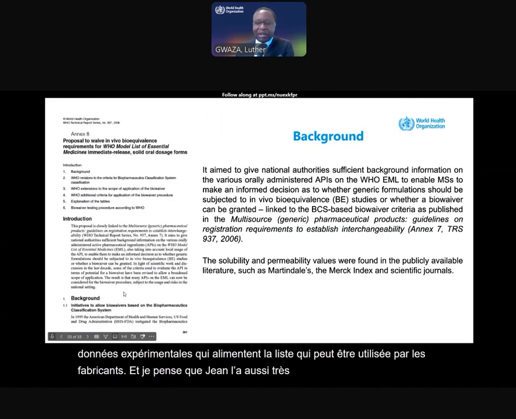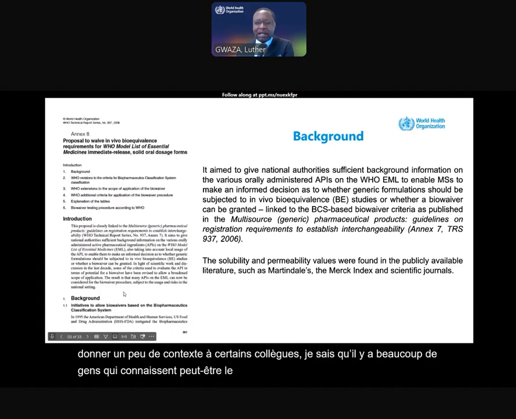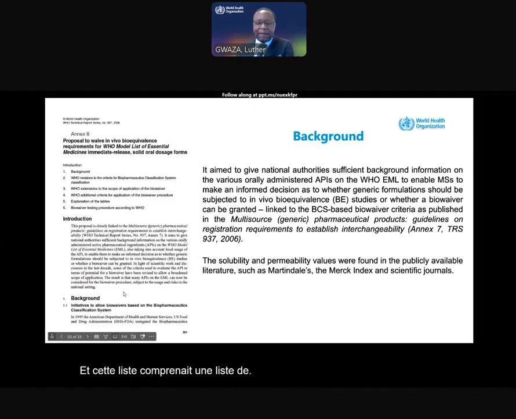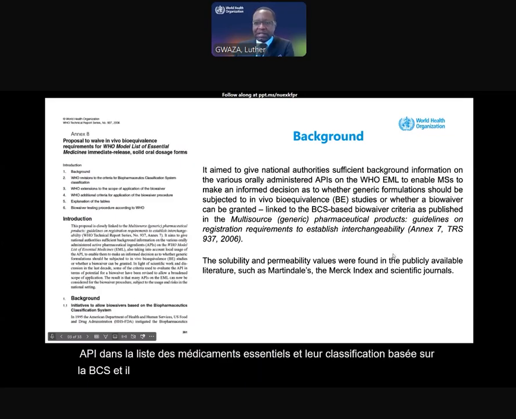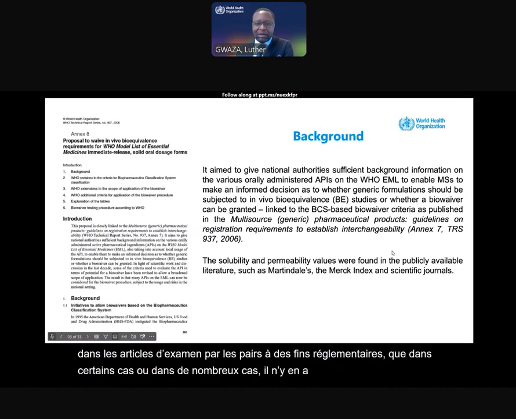And just to give a bit of background to some colleagues, I know that there are many people who might be familiar with the initial work that was published in 2006. And this list included a list of APIs in the essential medicines list and their BCS-based classification. And there's something that John mentioned during his presentation in terms of the utility of information that you'd find in peer review papers for regulatory purposes, that in many instances, there's not enough information that can allow regulators to determine the quality of the data that is presented.